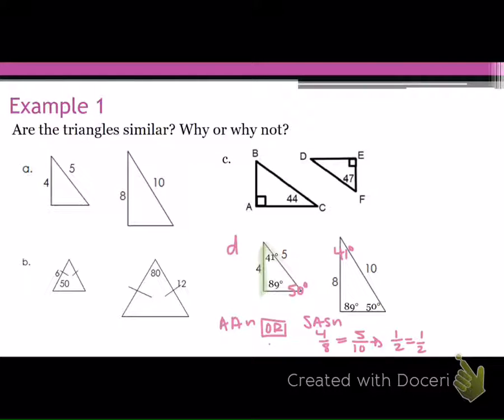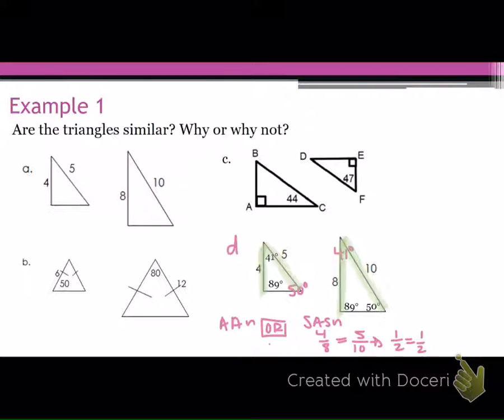So side angle side similarity, you're looking at the included angle. So these are the 2 sides we know. The angle that's formed by the 2 sides is 41 degrees. So the angle that is included is congruent, and the sides are in proportion. So 4 over 8 and 5 over 10 both simplify to 1 over 2, so the sides are in proportion with each other. Okay, does that make sense now?